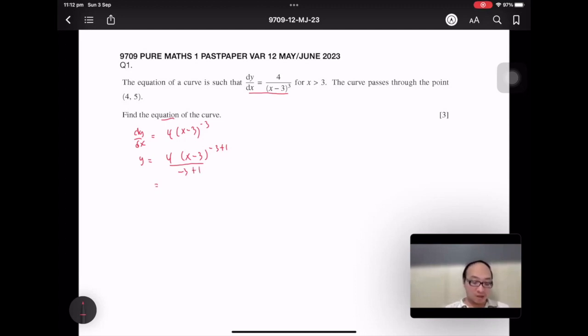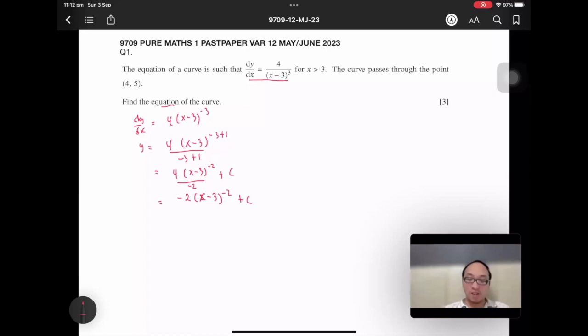So this equals (4x - 3) to the power of negative 2 divided by negative 2, plus c. So equals negative 1/2 times (4x - 3) to the power of negative 2 plus c.